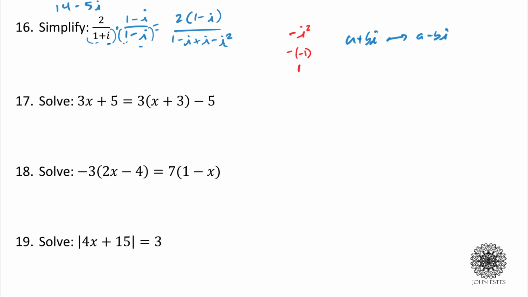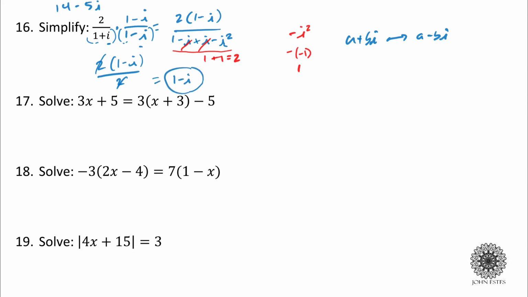Okay, so I end up then with, notice your i terms cancel out, and they'll always do that for the conjugate. And I end up with 1 plus 1 here, which ends up being 2. So I end up with 2 times 1 minus i divided by 2, and thankfully the 2's cancel, and so I end up with, as an answer, 1 minus i as my final answer.